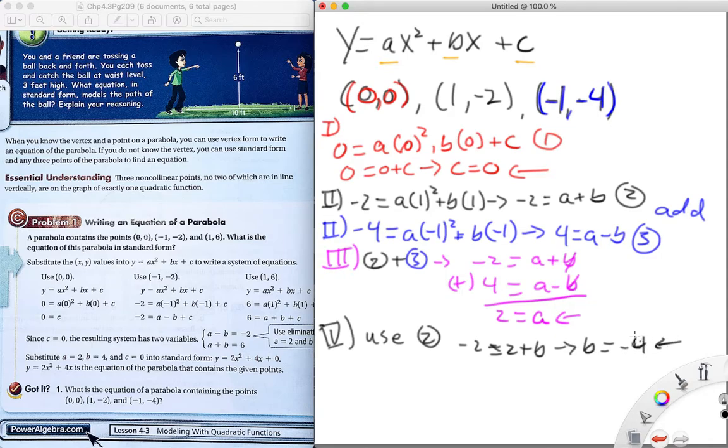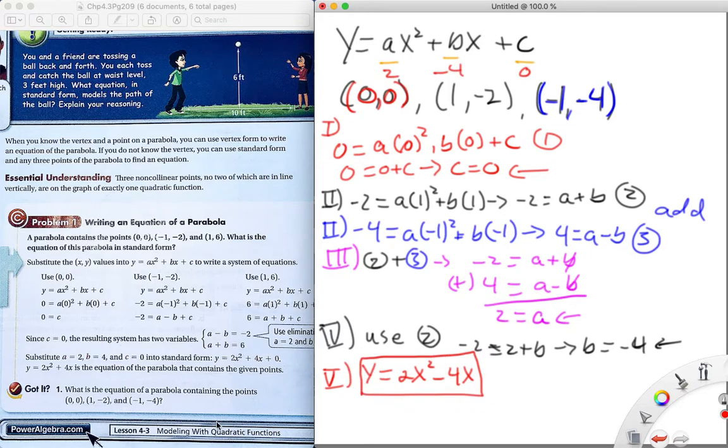Alright, so now I have my 3 coefficients. I have c, which is 0. I have 2, which is a. And I have negative 4, which is b. And I put them into this equation, right? So this is 2, this is negative 4, and this is 0. So it's going to be y is equal to 2x squared minus 4x. And then I don't have a constant, I have a c of 0, so it's done. That would be my equation.